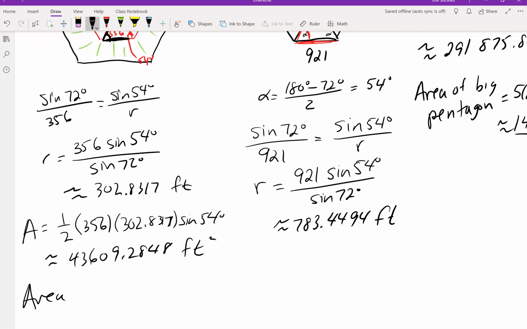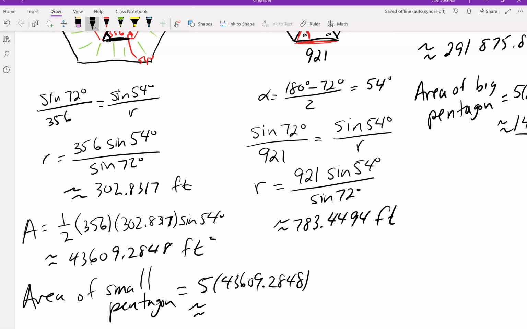So the area of the small pentagon will be 5 times that number. So multiply that number by 5 and we get 218,046.4238 square feet.